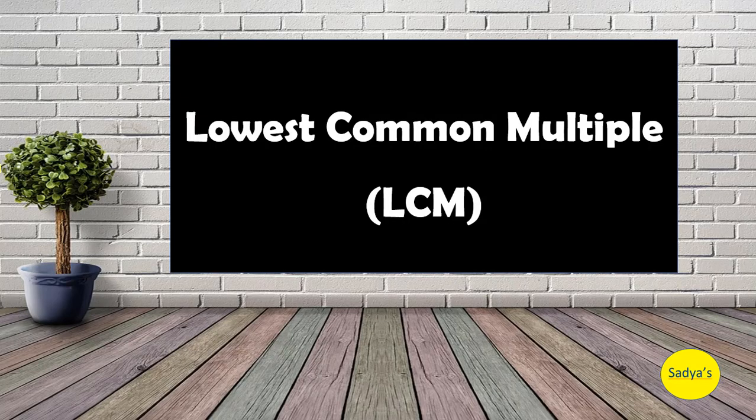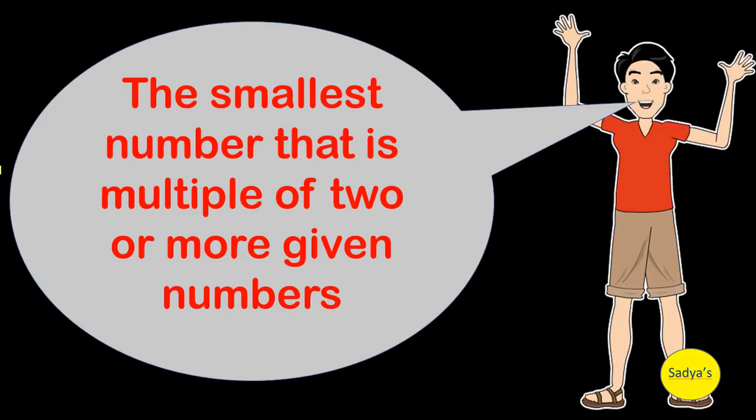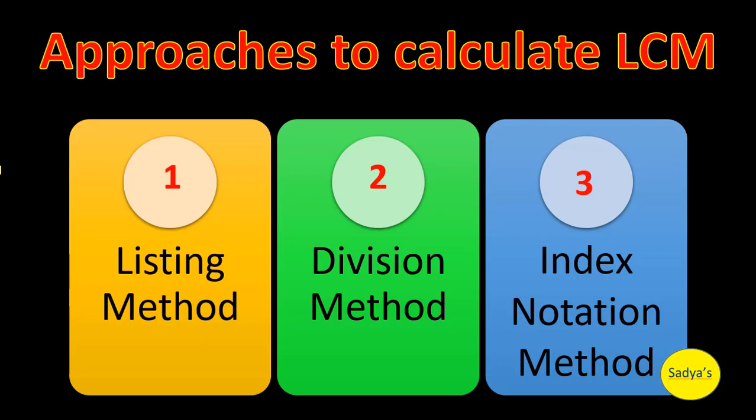Hello! In this episode, we take a look at lowest common multiple, LCM. LCM is the smallest number that is a multiple of two or more given numbers. This concept is widely used in many real-life applications. So let's see how we can find the LCM of two or more numbers.